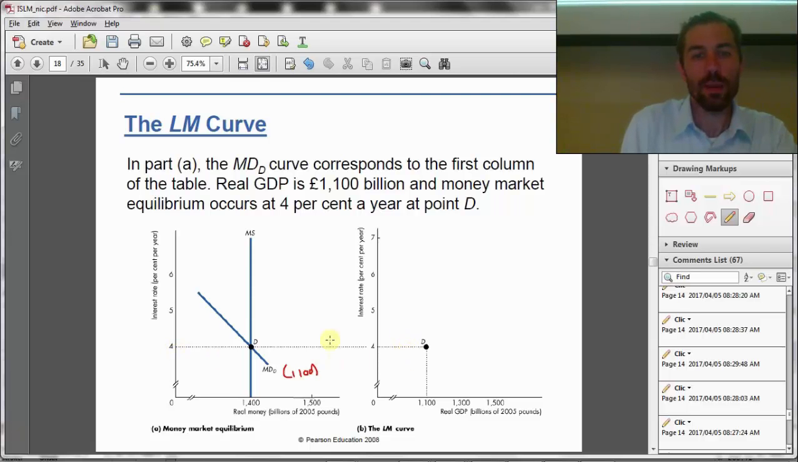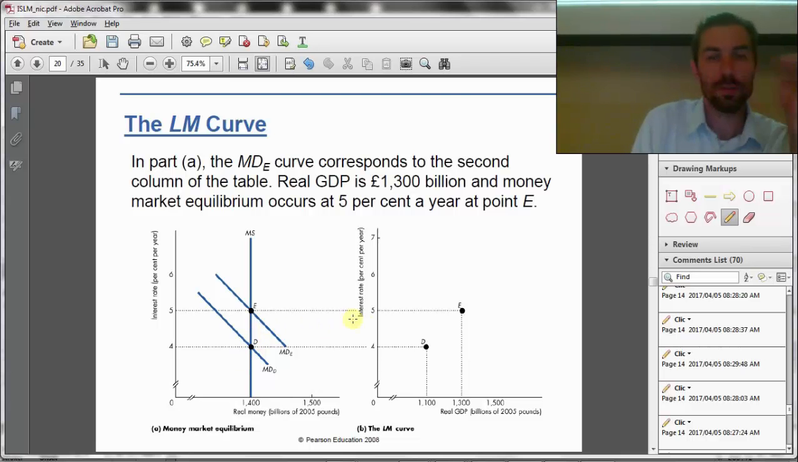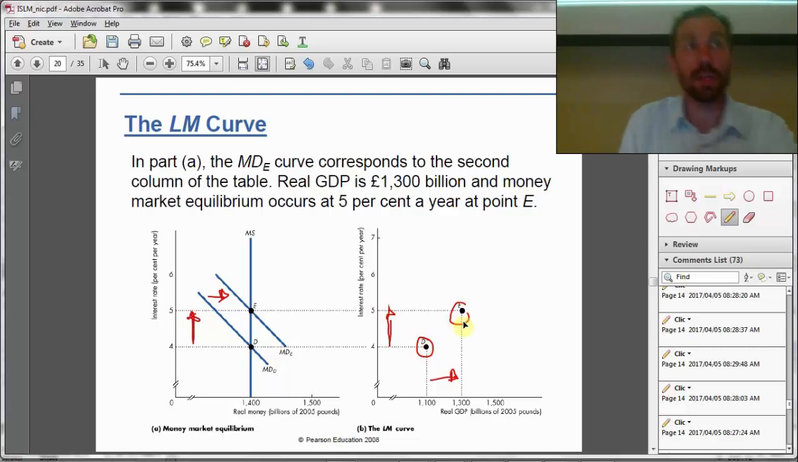If we increase output, what happens to the level of money demanded? As we increase output, money demand increases. As money demand increases, what happens to our interest rate in our money market? It increases. So if we're plotting now interest rate against level of output, we see that interest rate increases. So you move from point D to point E. Yes?